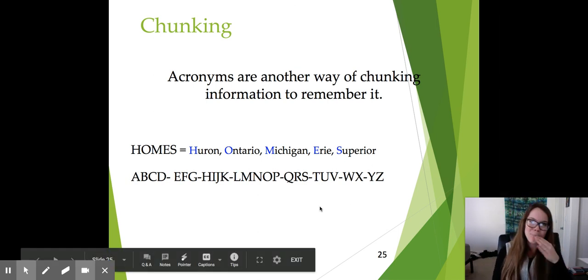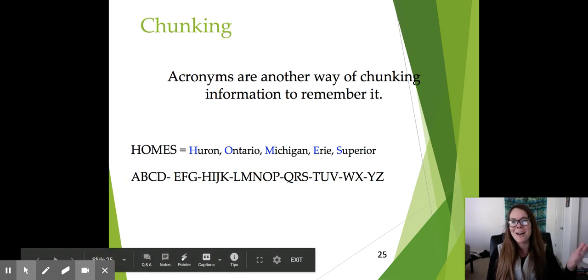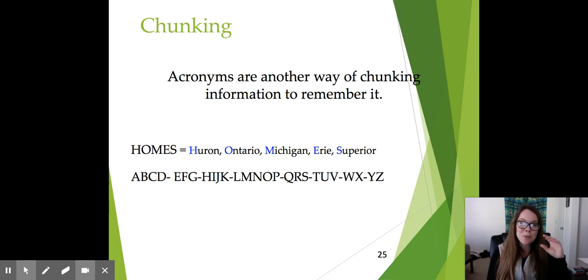And we also have chunking where we use acronyms, right? So to remember all the Great Lakes, there's HOMES, right? So the letters are acronyms, so it's chunking to help us remember, right?